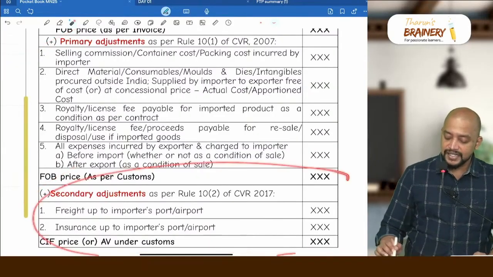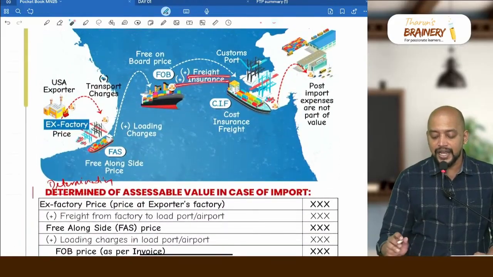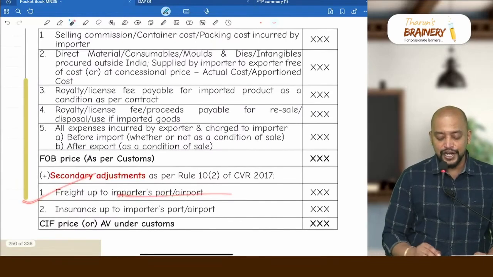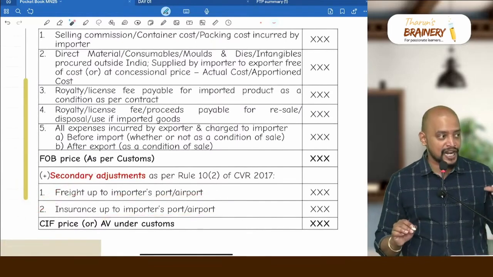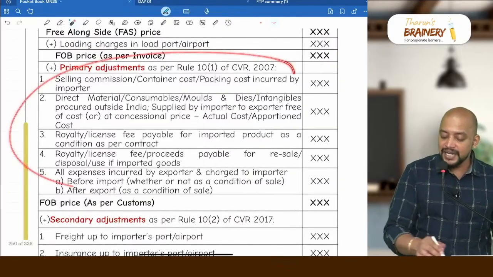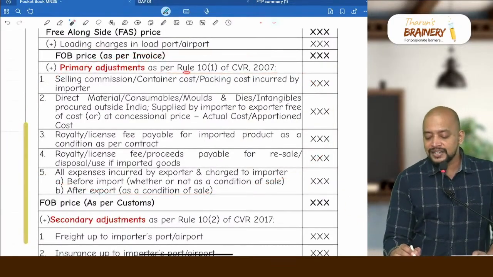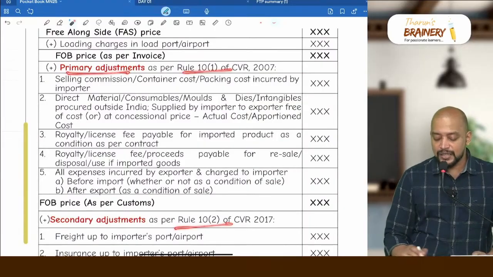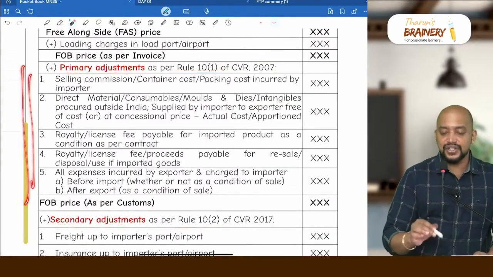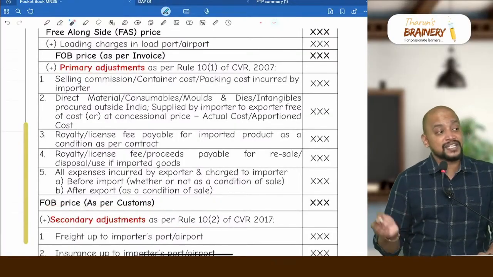So far what we discussed is only the secondary adjustments. This freight and insurance when I am talking about, that is only the secondary adjustments. Freight up to importer's port or airport, insurance up to importer's port or airport. But before adding the secondary adjustment, there is something called primary adjustments, which is as per Rule 10 sub Rule 1. So Rule 10 sub Rule 1 is primary adjustments, Rule 10 sub Rule 2 is secondary adjustments. Under Rule 10 sub Rule 1 we have a total of 5 adjustments to be made. Then only you get the FOB price as per customs.